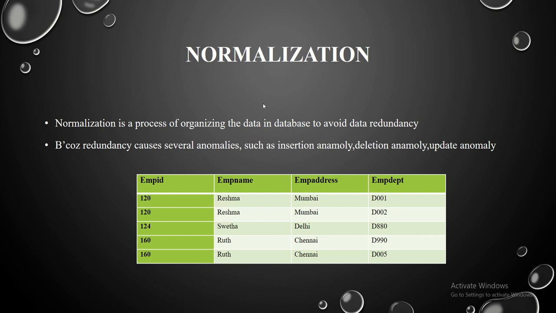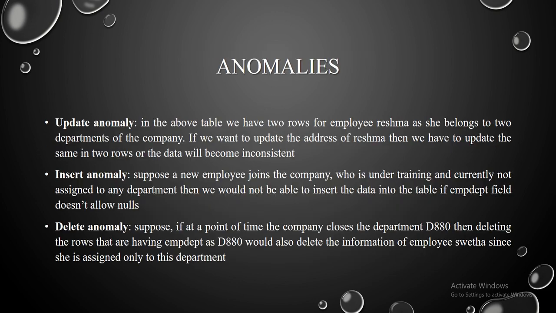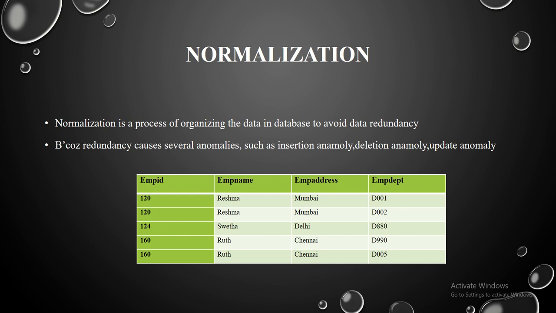Normalization is nothing but decomposing the table into small tables as much as possible without deleting the valid information, without violating the valid information. That is called normalization. Okay, so first we will see what is insertion anomalies.